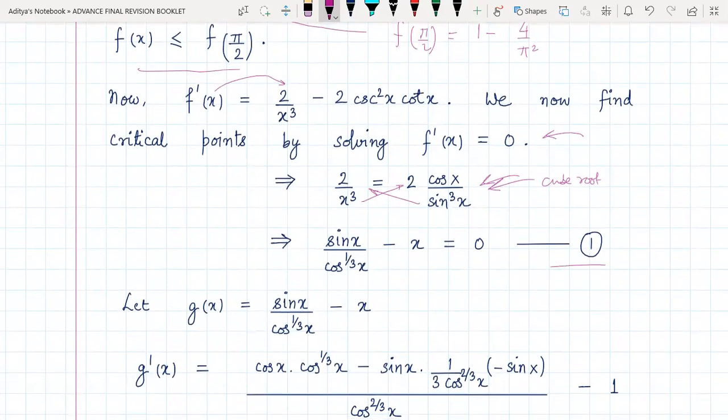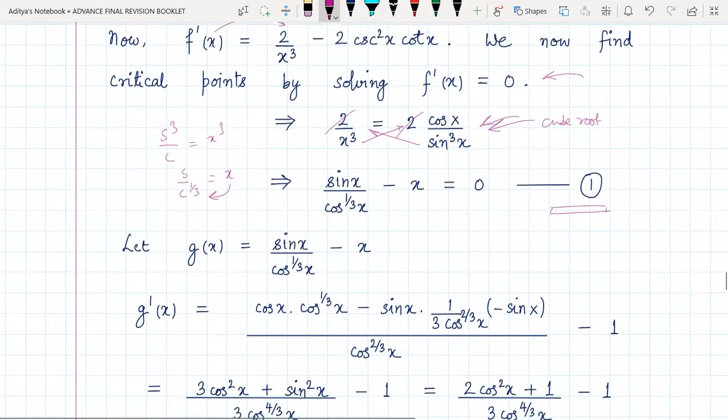I'll explain very quickly. 2 and 2 get cancelled. Then on cross multiplication, we get sine cube upon cos is equal to x cube. And then we simply take the cube root, which gives us sine upon cos power 1 by 3 is equal to x. Then I transpose the x to the left hand side. Very basic and simple steps. That's how we have reached equation number 1.